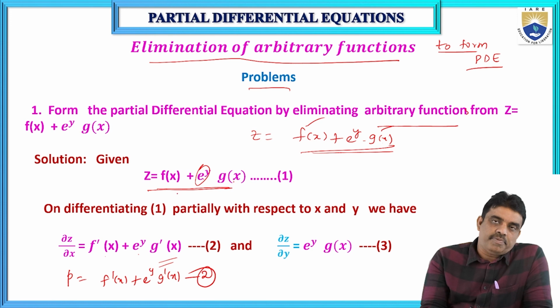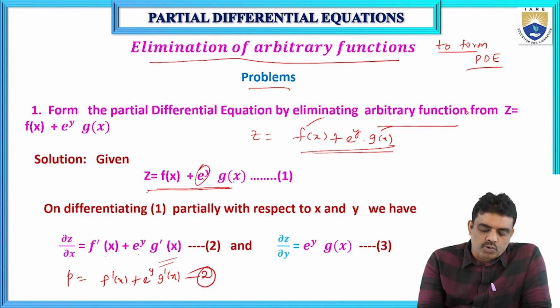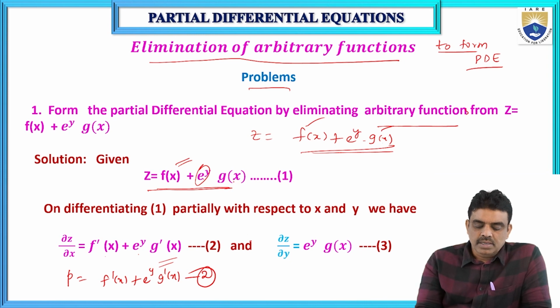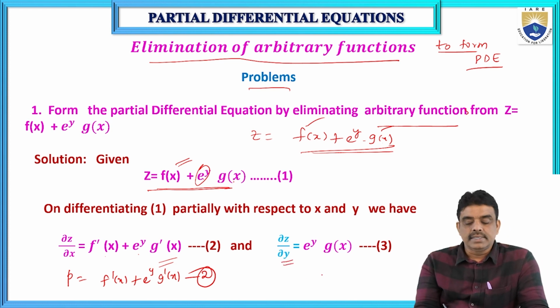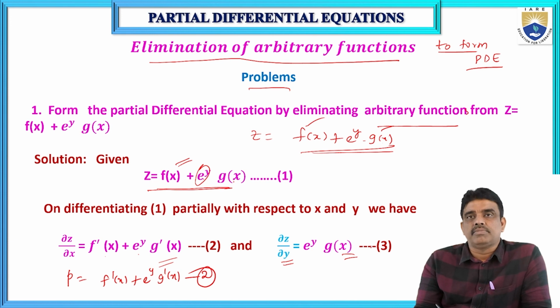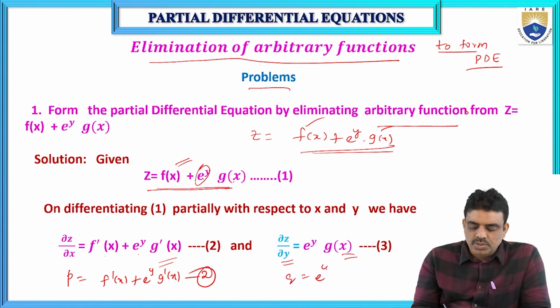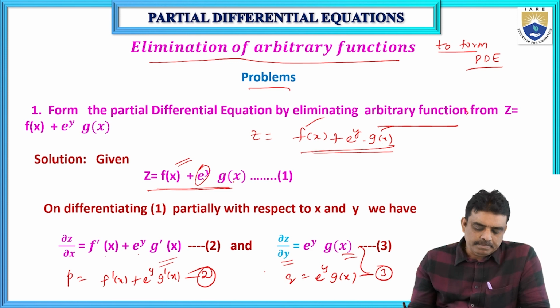Similarly, on differentiating with respect to y, dou z by dou y is equal to, this is a pure function of x, so that will be 0, plus e power y differentiation, e power y as it is. g of x is treated as a constant function because we are differentiating with respect to y. So you write g of x as it is, or q is equal to e power y into g of x, and call this equation number 3. So I am just rewriting.